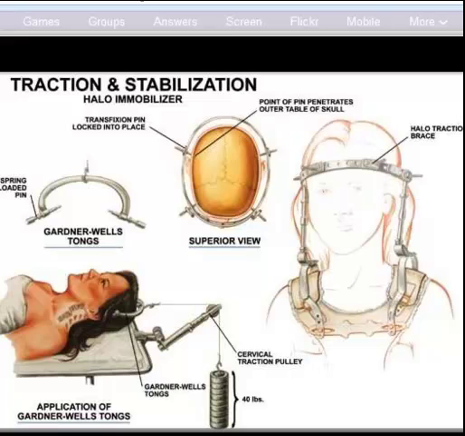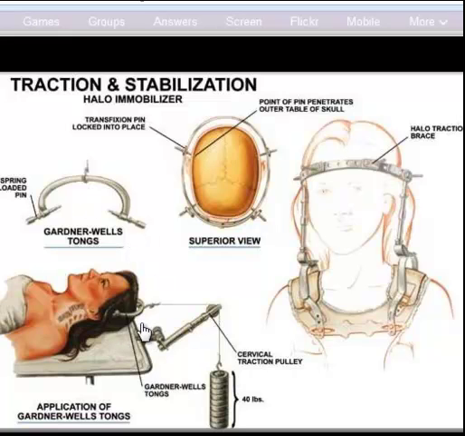Now we're going to talk a little bit about the therapeutic management of the patient that has a spinal cord injury. Treatment includes immobilization and steroid therapy. Those are the two main things. You can maintain immobilization by traction, and those are the tongs that can be used.